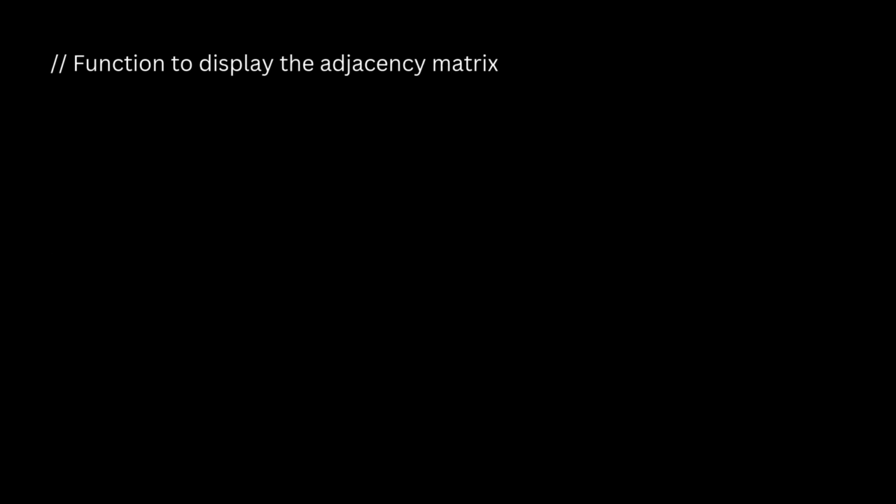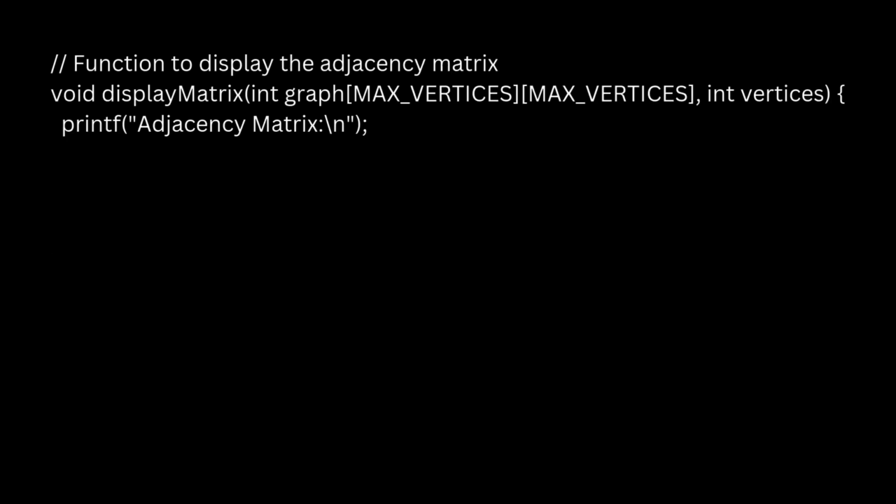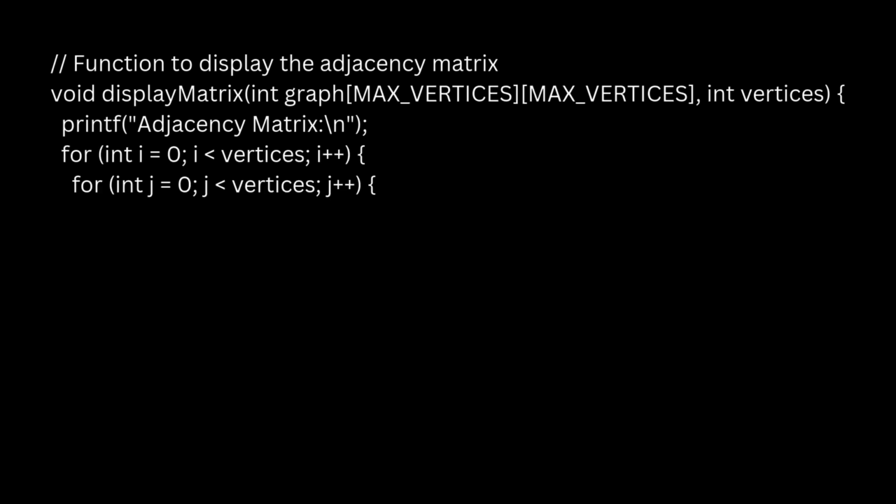Now write the display matrix function. This function displays the adjacency matrix of the graph. The outer for loop iterates over the rows of the matrix, that is vertices. The inner for loop iterates over the columns of the matrix, that is vertices. This prints each entry in the adjacency matrix, showing either 0 or 1 to indicate the presence or absence of edges. After each row is printed, this adds a new line to separate the rows visually.